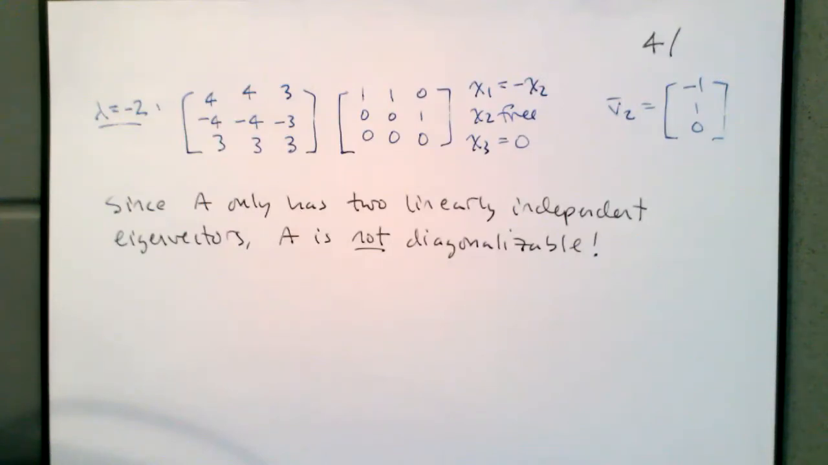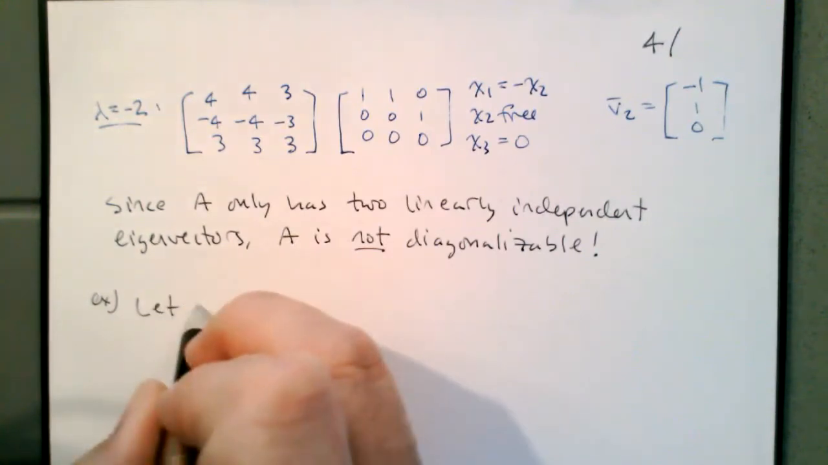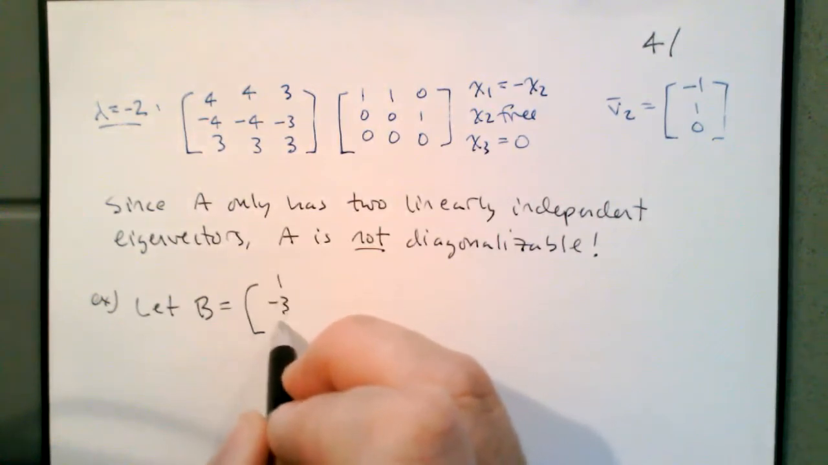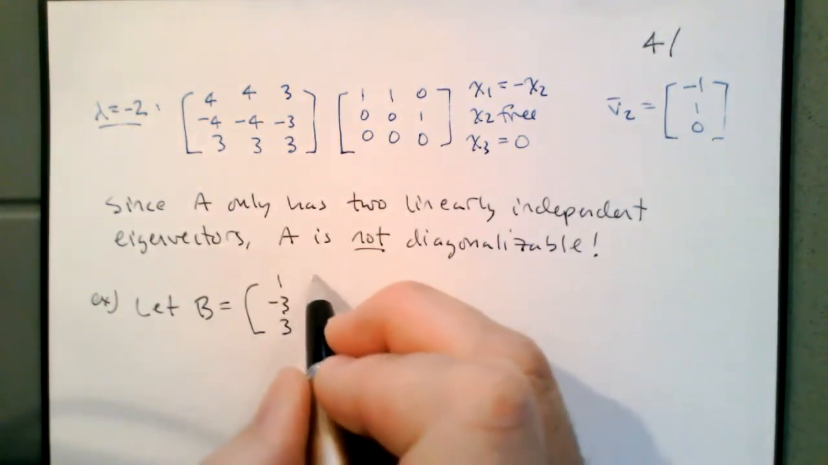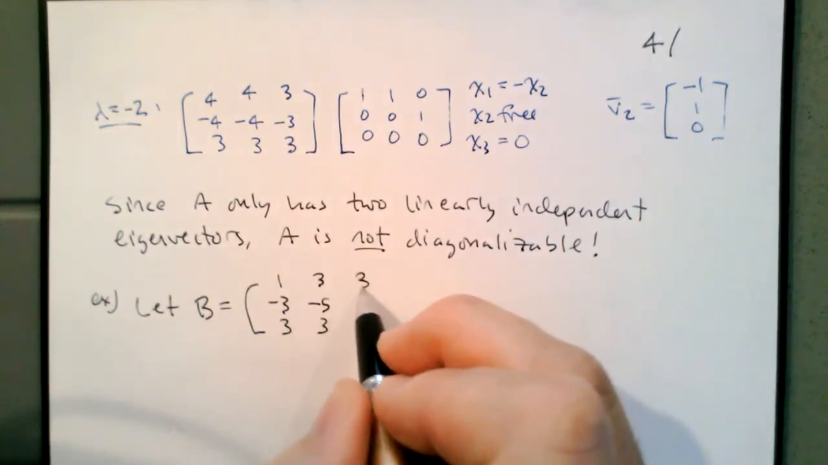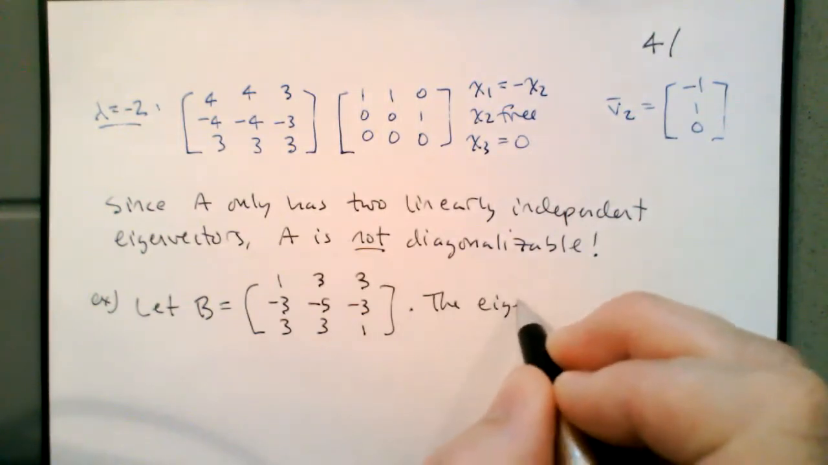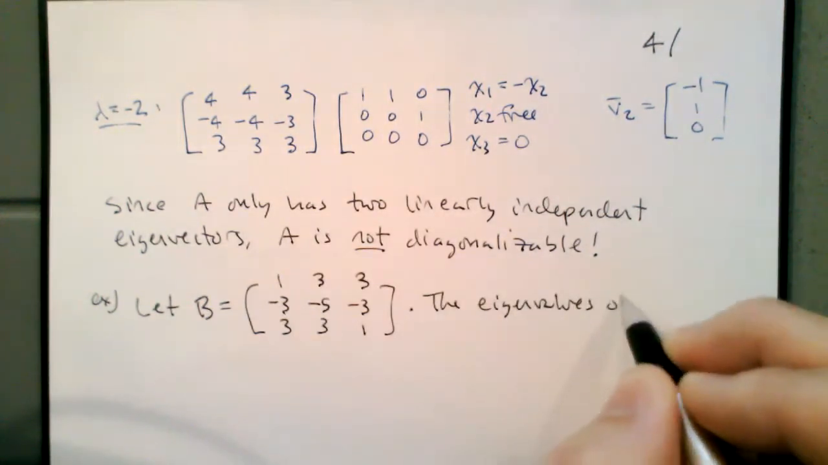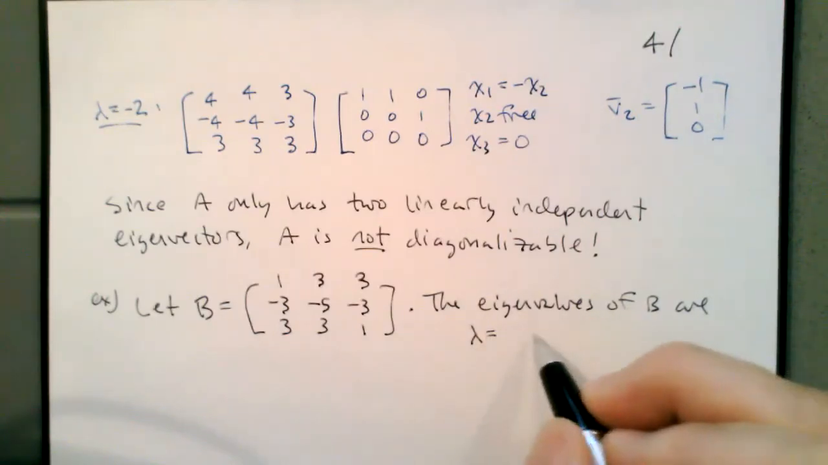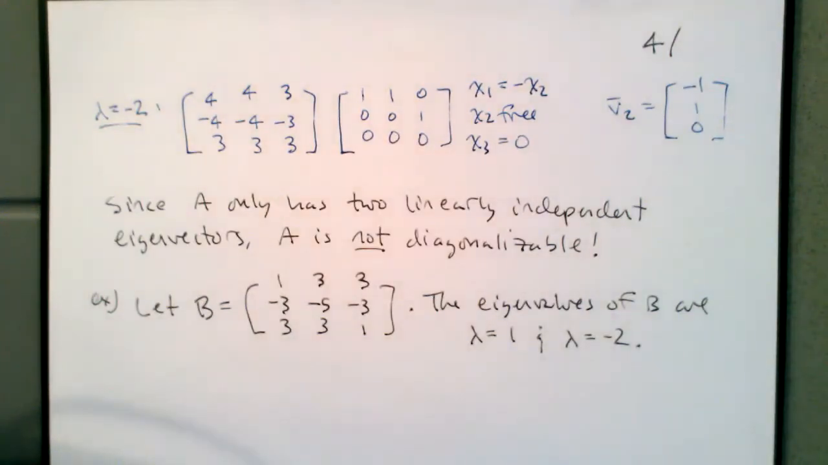So let's take a look at another example. Let's suppose that matrix B is going to be 1, -3, 3, 3, -5, 3, and 3, -3, 1. The eigenvalues of B are lambda is equal to 1 and lambda equals -2. So once again, only two distinct eigenvalues.